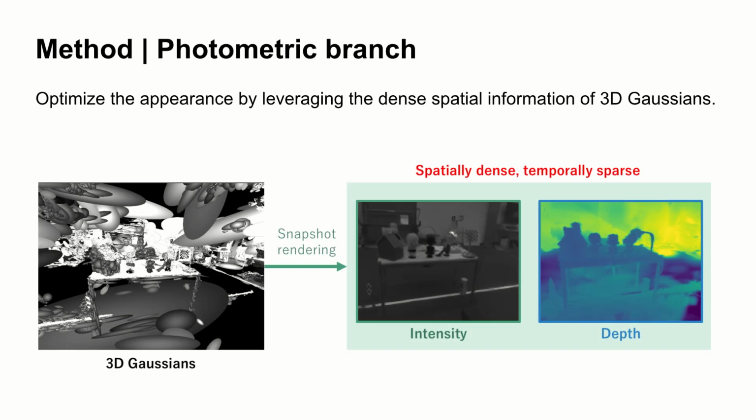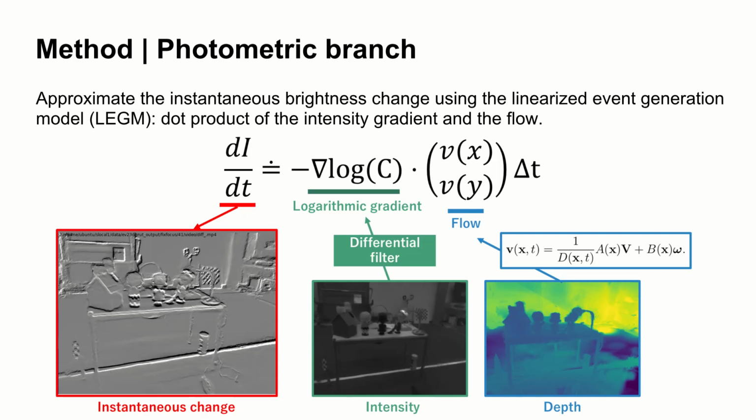On the other hand, the photometric branch optimizes the appearance by leveraging the dense spatial information represented by the 3D Gaussians. In the photometric branch, an intensity image and depth map are obtained through snapshot-based rendering. Next, by computing the intensity gradient and optical flow from the rendered intensity image and depth map respectively, and then taking their dot product, we can approximate the instantaneous brightness change.